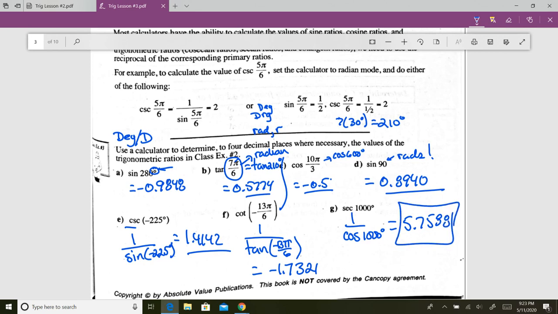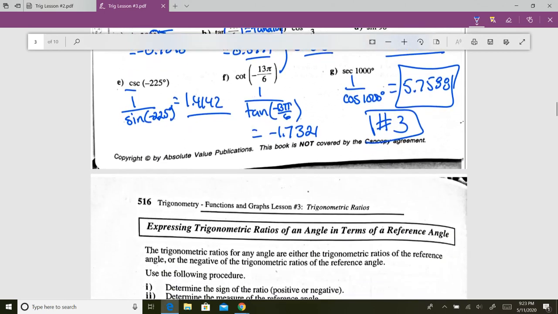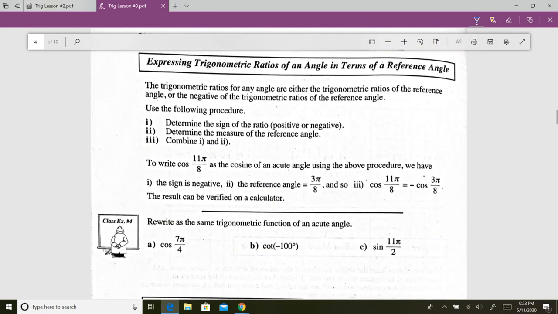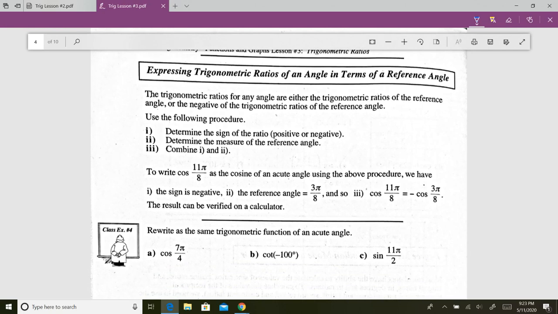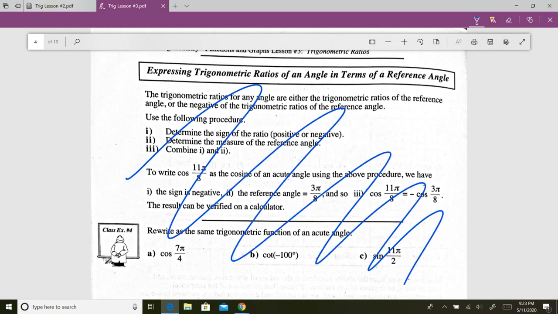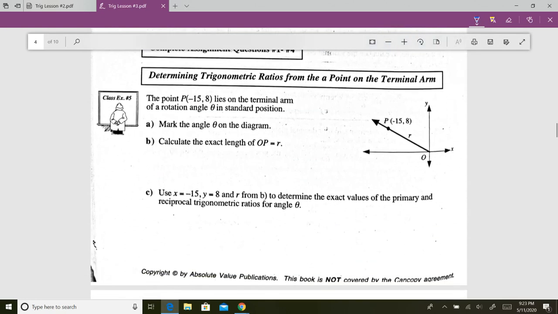Okay, once you've got that, please try question number 3. And there's only 2 more questions left in this lesson. So try those questions and then I'll meet you back on the next page. Okay, hopefully that went okay. We're not doing this bit. So we're going to scoot down to the bottom here.